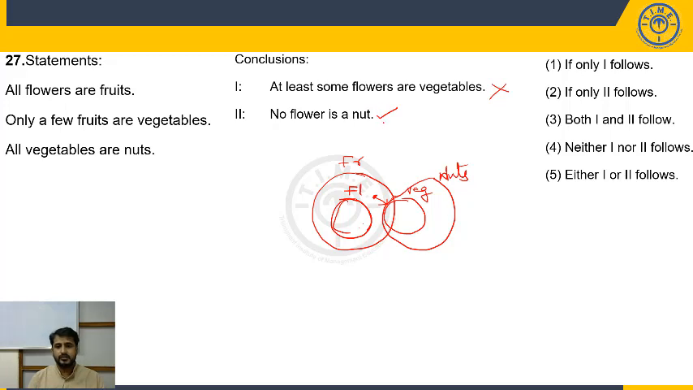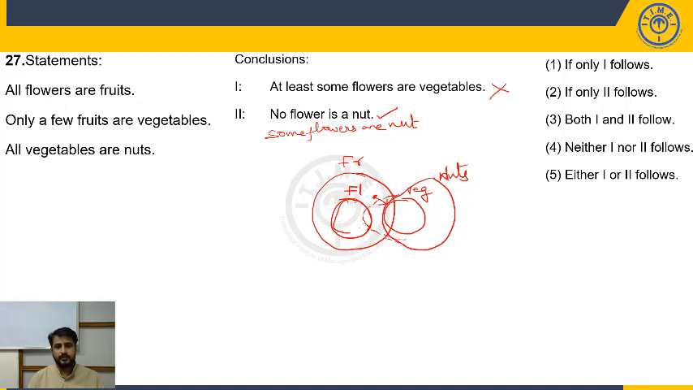If the negative conclusion is true, we have to draw the alternate diagram. What is the complementary pair of no flower is a nut? Some flowers are nut. So whether it is possible or not, check it. Some flowers are nut. By extending like this, nuts, will it violate any of the given statements? You may cross check it.